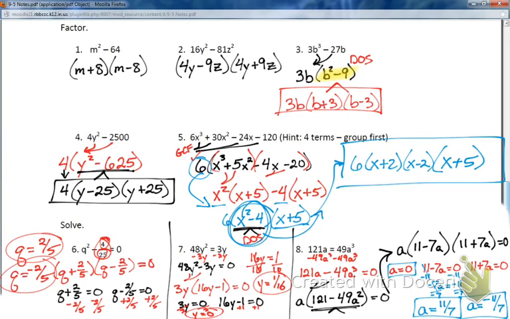So hopefully those examples helped. Hopefully you watched those and understood those, because you'll be doing lots of problems just like that. So always start with GCF. Check to see if there's a GCF. After that, decide what kind of factoring you need to do. All right, good luck.